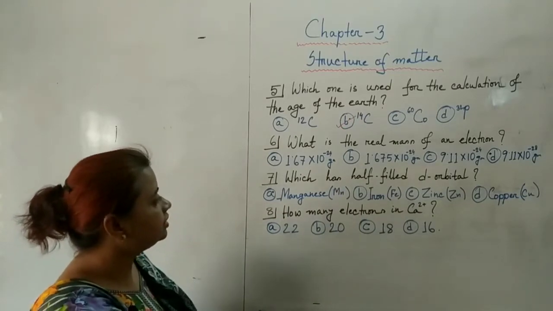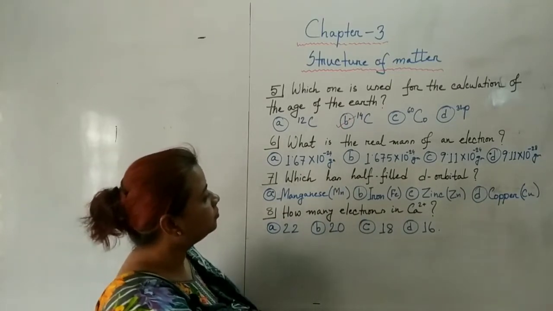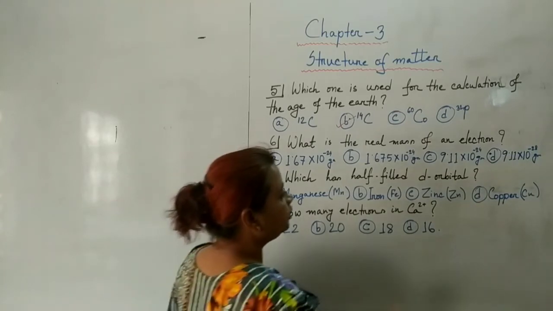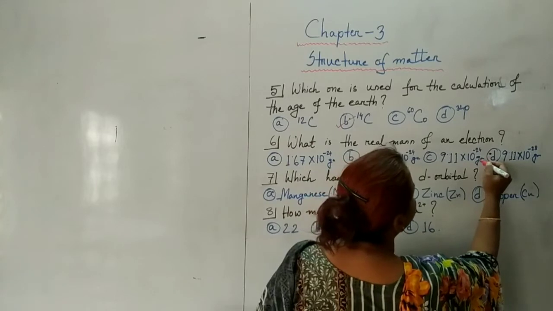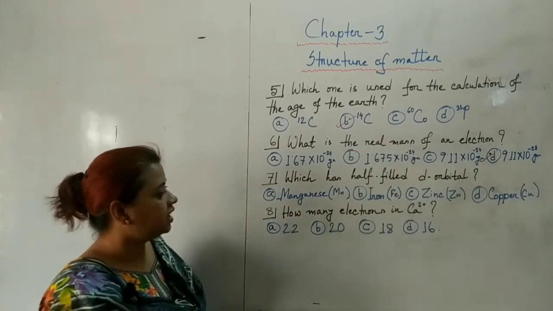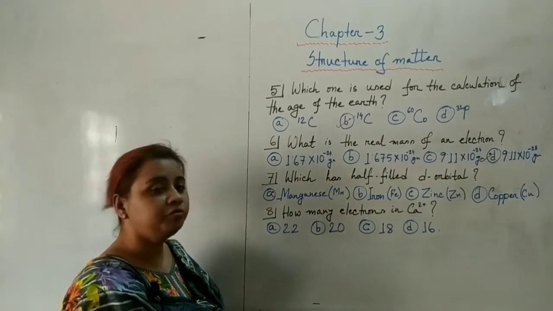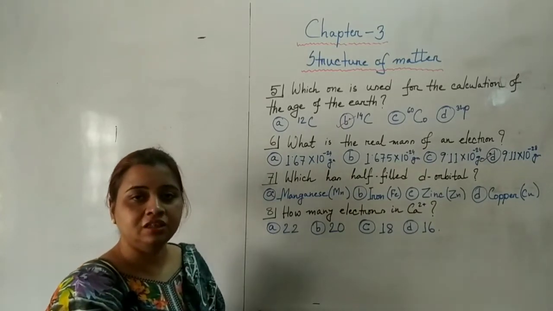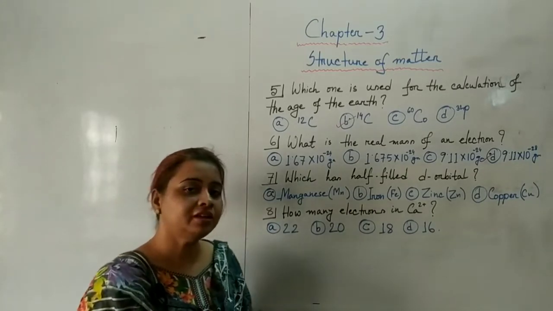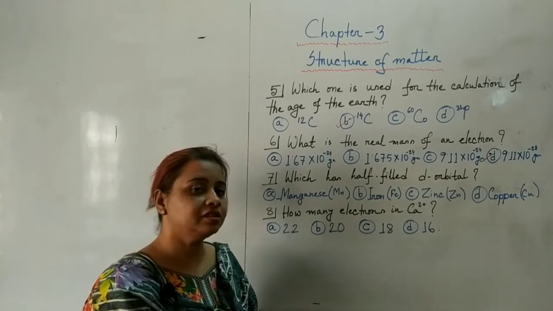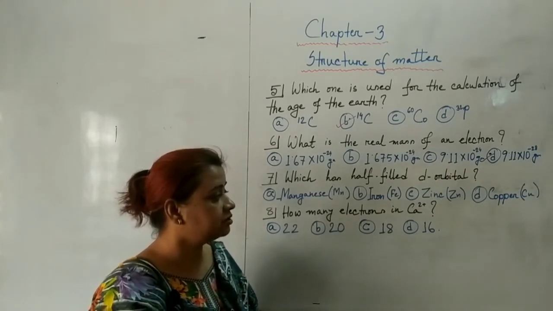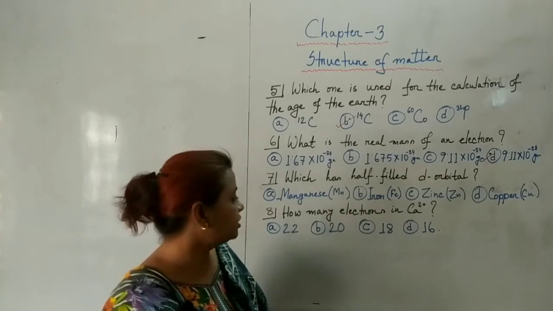Number 6. What is the real mass of an electron? The real mass of an electron is 9.11 into 10 to the power minus 28 gram. Which has half-filled d orbital? What do you mean by half-filled d orbital? You know the highest capacity of d orbital is 10. Whenever there are 10 electrons, you say it is full-filled. But whenever there are 5 electrons, you have to say it is half-filled d orbital.